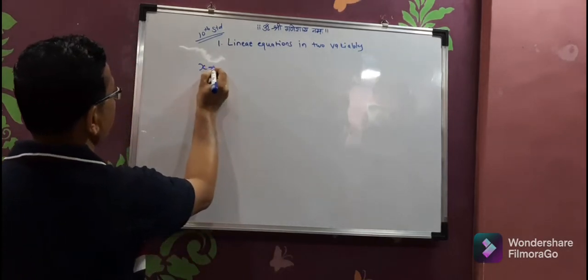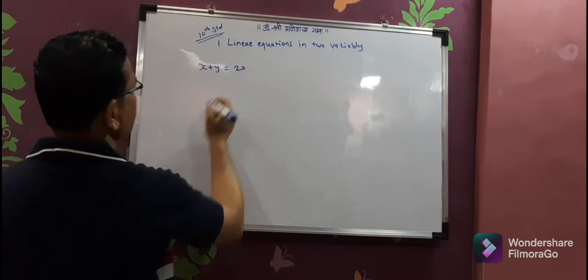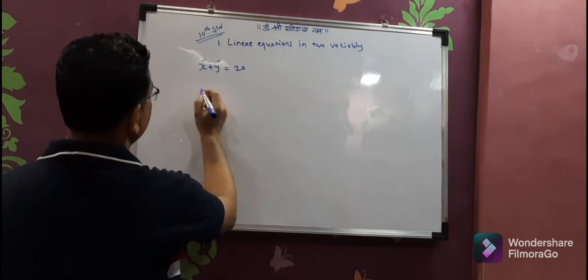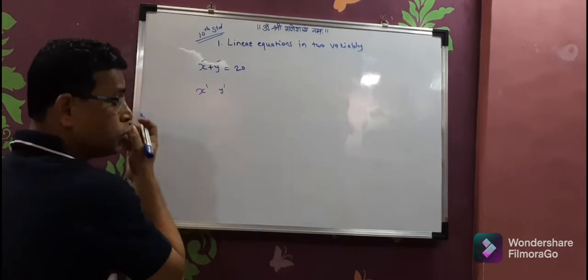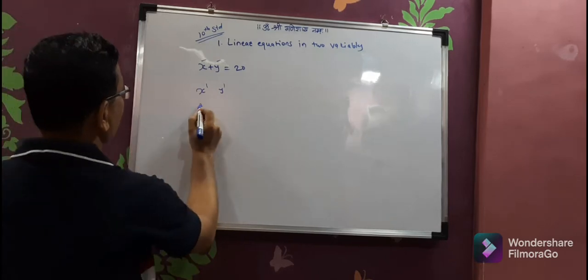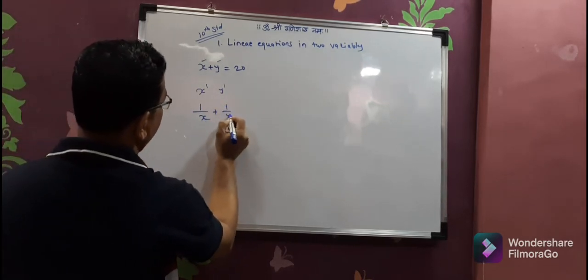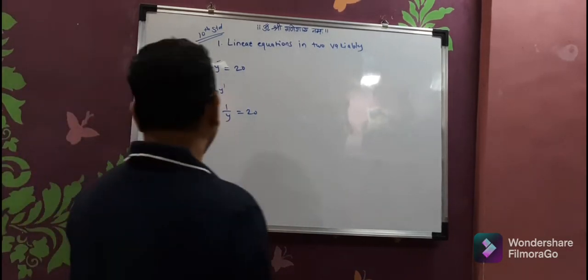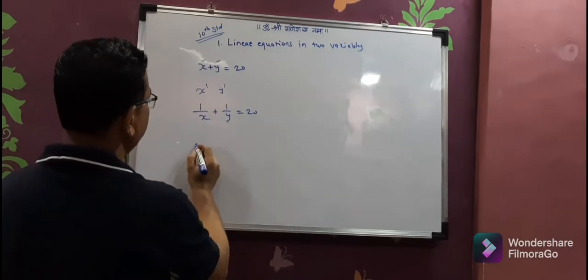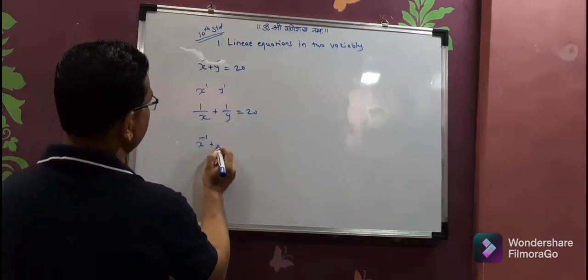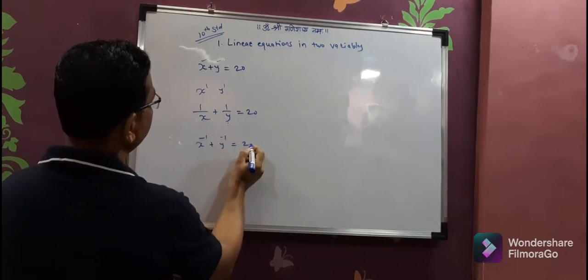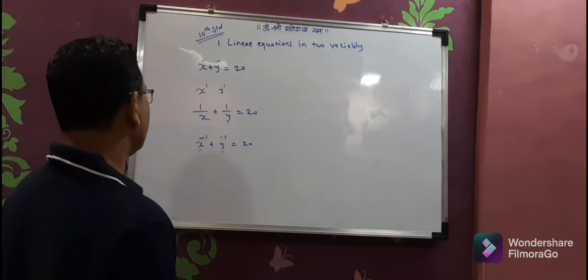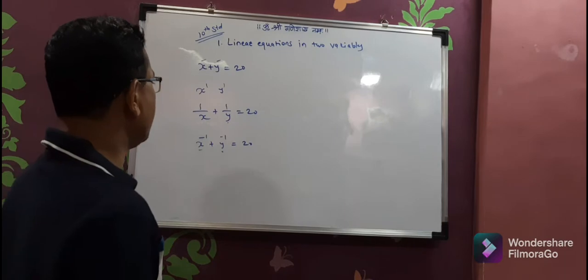Say x plus y is equal to 20. It is a linear equation. There are two variables x and y, and the degree of both is x raised to 1 and y raised to 1. So this is a linear equation. If I write 1 upon x plus 1 upon y is equal to 20, is this a linear equation? No, this is not a linear equation, because the power of x and y becomes x raised to minus 1 plus y raised to minus 1 is equal to 20. Although there are two variables, the power is minus 1, x raised to minus 1. So this is not a linear equation.